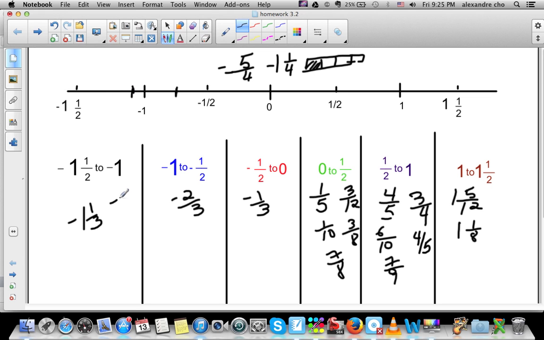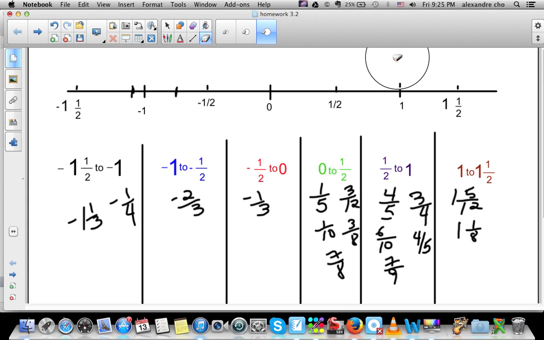So let me write this down. Negative 1/4. So again, the trick here was to change it to an improper fraction. I'm sorry, mixed number. Okay.